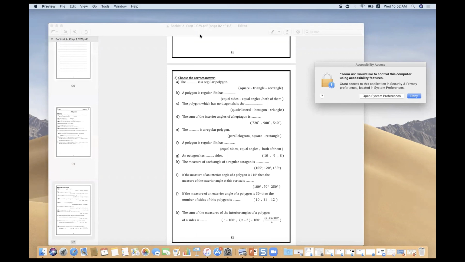Please wait. If you choose equal sides only, it will be wrong. The square is the second one, both of them. The third one is the triangle.